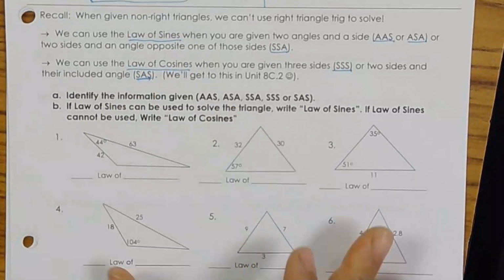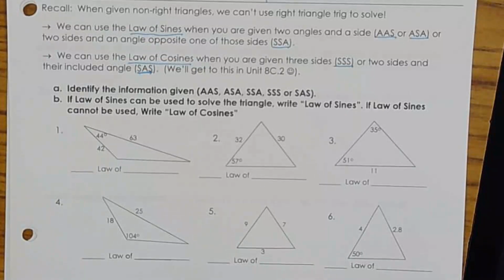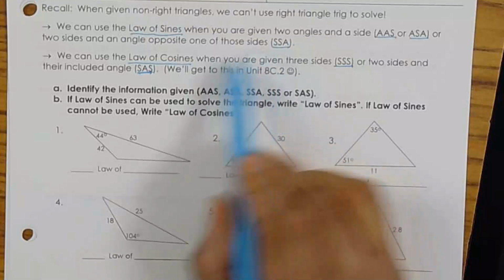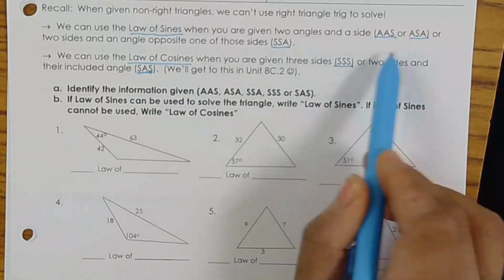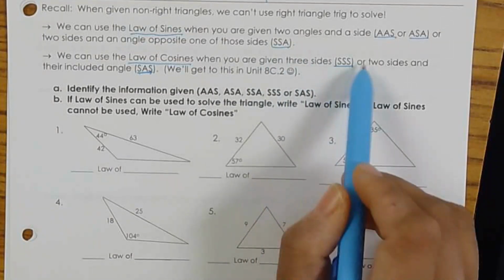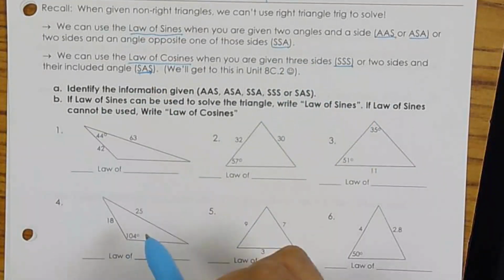We have to pick between law of sines or law of cosines just based on the information given in each triangle. So we're going to go through these examples looking at which sides or angles we have, and once we can pick one of these five triangle congruences, AAS, ASA, SSA, SSS, or SAS, that's when we'll decide whether it's law of sines or cosines.